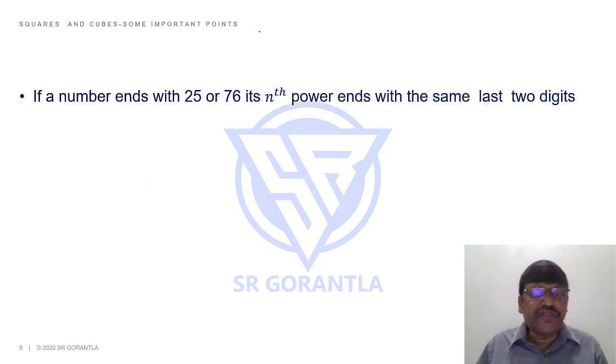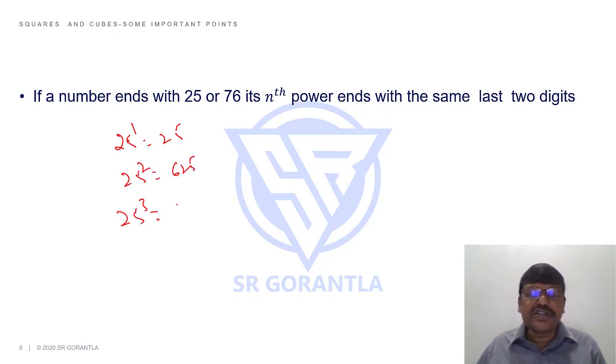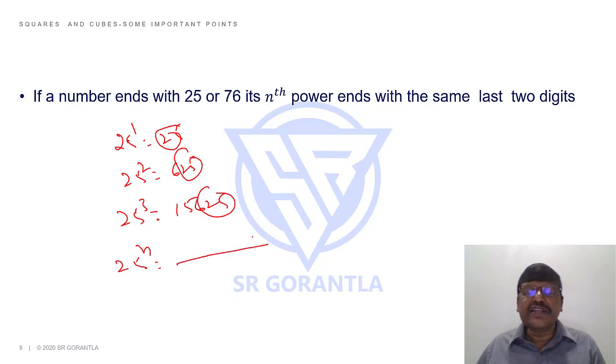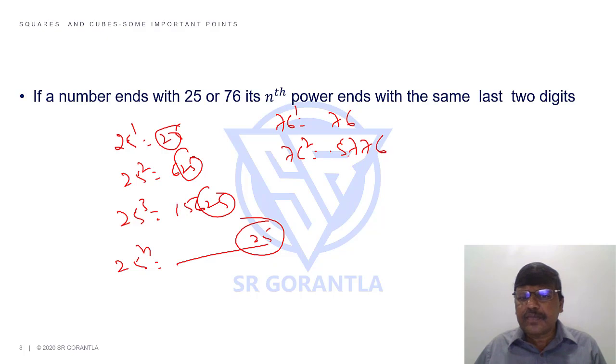One more important point, students. If a number is ending with 25 or 76, its nth power ends with the same last two digits. Students, 25 power 1 is 25, 25 square is 625, 25 cube is 15,625. You can see the last two digits are always 25. So 25 power n always ends with 25. Similarly, 76 power 1 is 76, 76 square is 5776. It is always 76, students. 76 power n will end with 76.